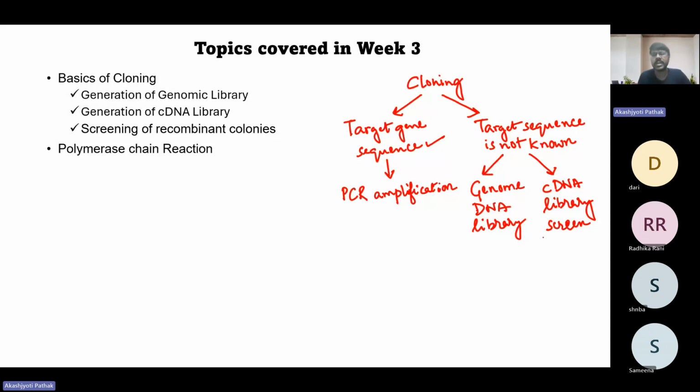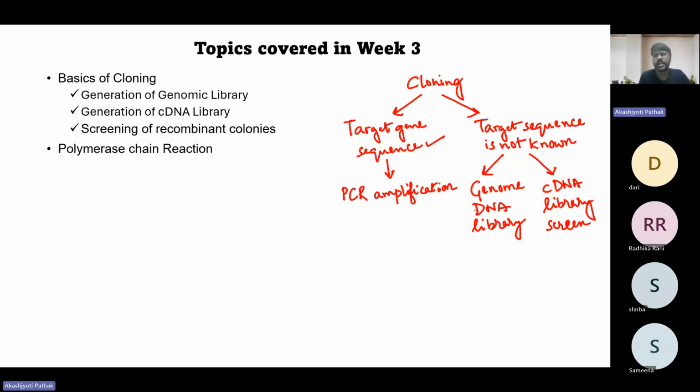So we have to screen for the target gene in the genomic library or in the cDNA library, depending on what our purpose is. For example, in human genome sequencing, when it was not known which part of the human genome is coding, which is non-coding, and how many genes are present, what is done? The genomic library is prepared, right?